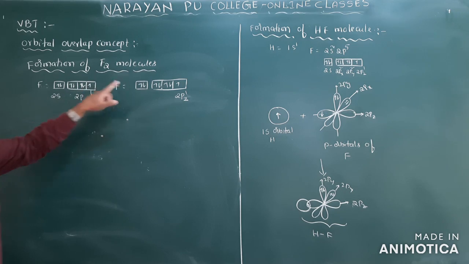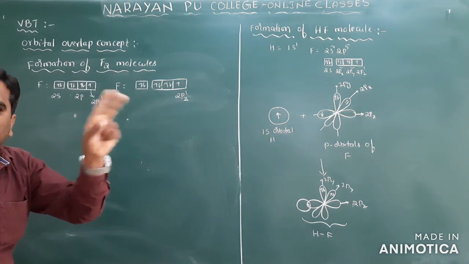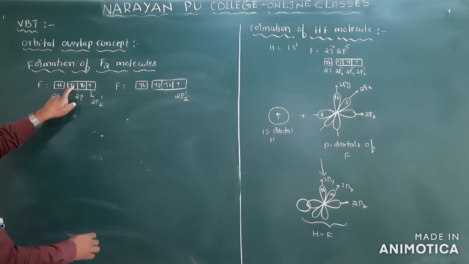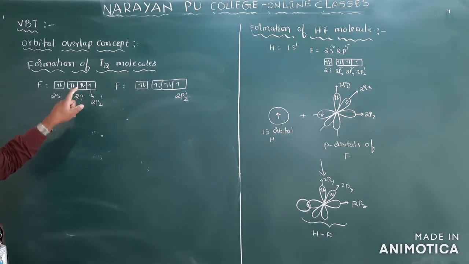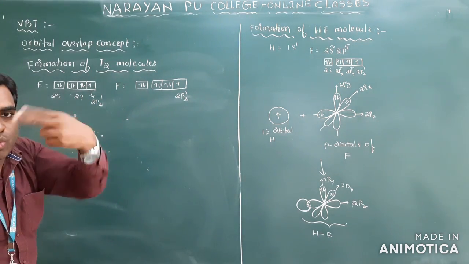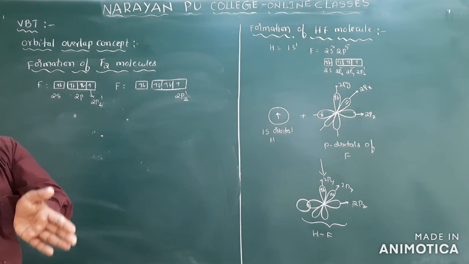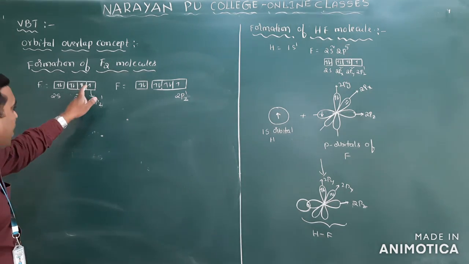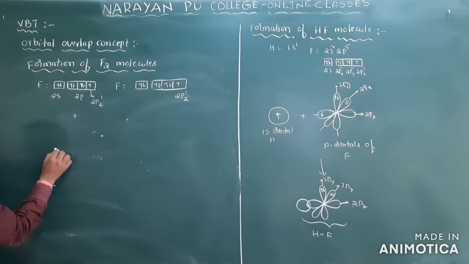These will not participate in the overlapping because they are fully filled. Two electrons are there, so these are fully filled orbitals. This is a half-filled orbital. In one orbital, how many electrons can be filled? Two. If 2 electrons are filled, that orbital is called a fully filled atomic orbital. If 1 electron is filled, it is half-filled. So here I will write the same as what I have written previously.